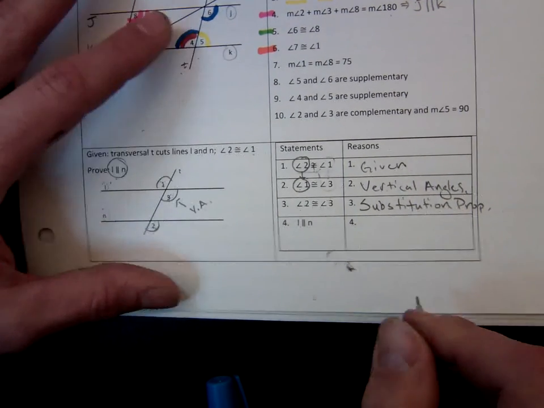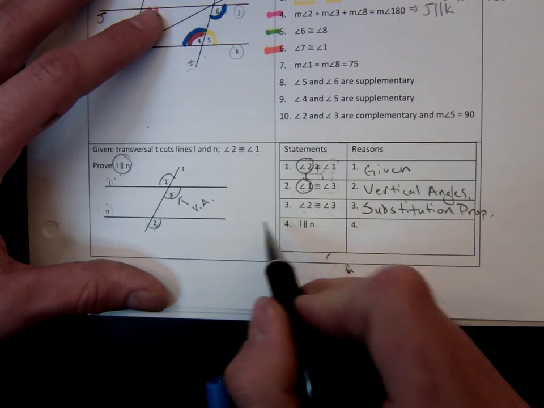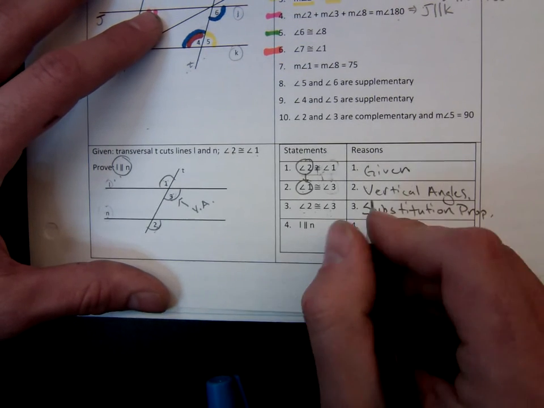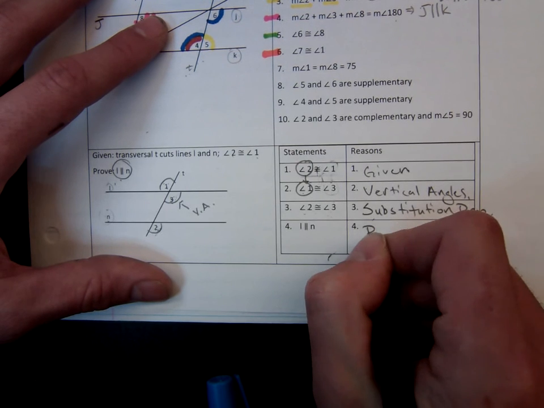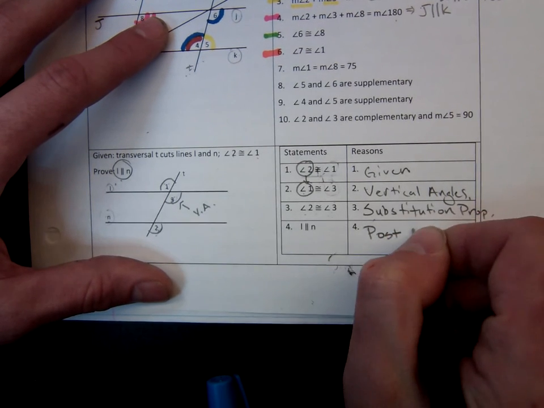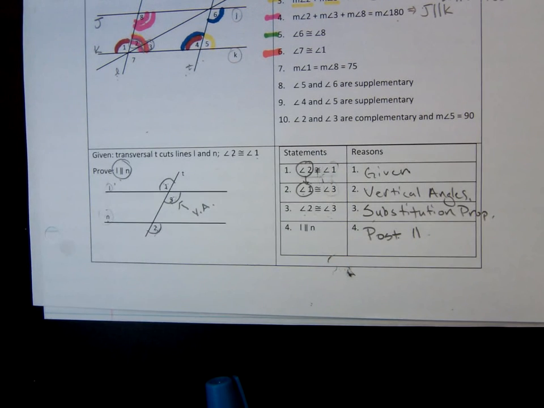Now, based off of the fact that angle 2 is congruent to angle 3, corresponding angles are congruent if and only if those lines are parallel, and we saw that that was in fact postulate 11, and you can look back to it. If you have any questions, please come prepared to ask them in class.